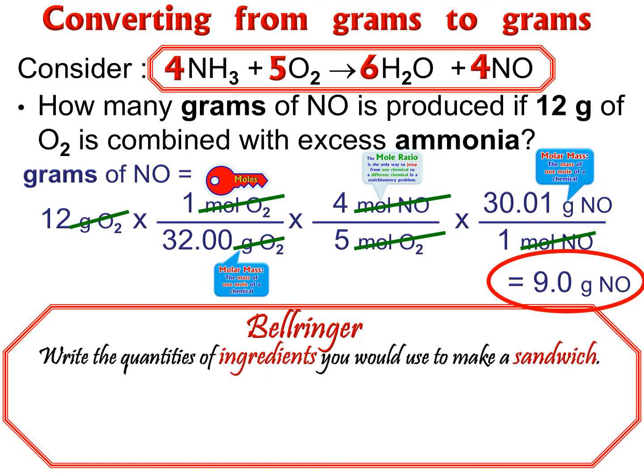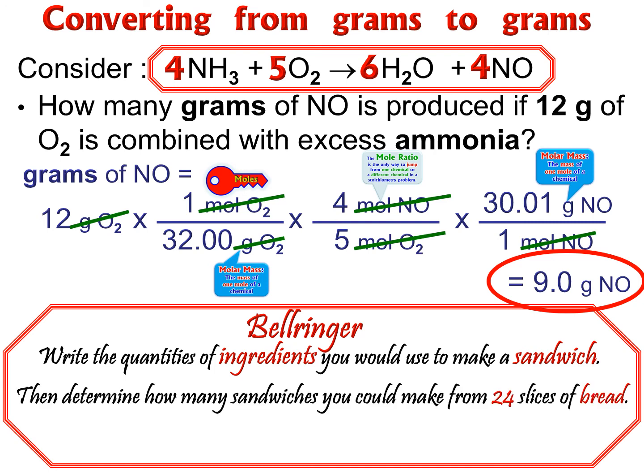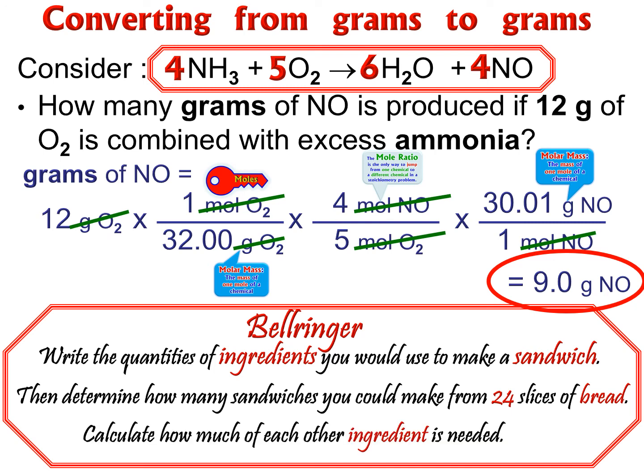I'm leaving you with a bell ringer. Write the quantities of ingredients you would need to make a sandwich, like a chemical reaction where the ingredients make a sandwich as the product. Determine how many sandwiches you could make from 24 slices of bread. Calculate how much of each other ingredient you would need to make those sandwiches. This is very much like stoichiometry.